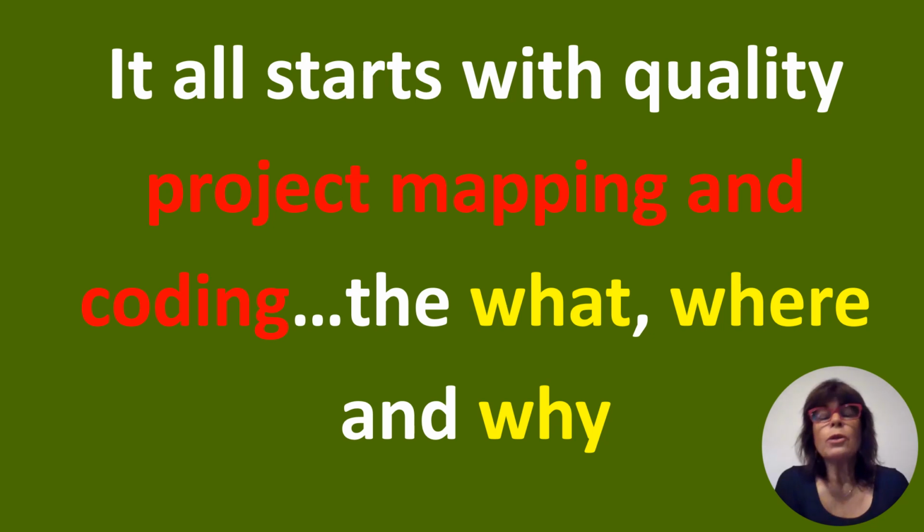So let's have a bit of a closer look at those steps. It all starts with quality project mapping and coding. The mapping and coding provides information on the what, where, and why of your project. Obviously, the spatial unit that you map is the where, but the what is described by the deliverable that you code your project site to, and the why is described by the outcome you code your site to.